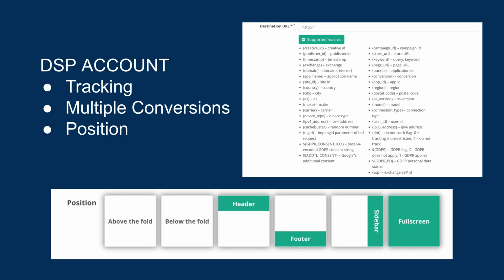Also, here you can see that you have the ability to select what position on the page you want to run. So you can select, I only want to advertise or bid on impressions that are above the fold, below the fold, header, footer, all that. Those are options that you have. And you can see more of the macro options that we have. There are a few more in the DSP account available.